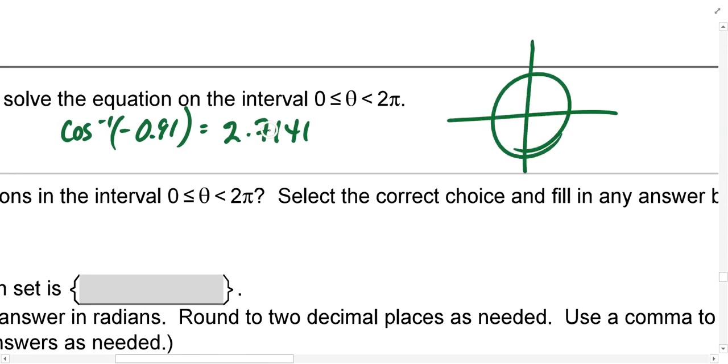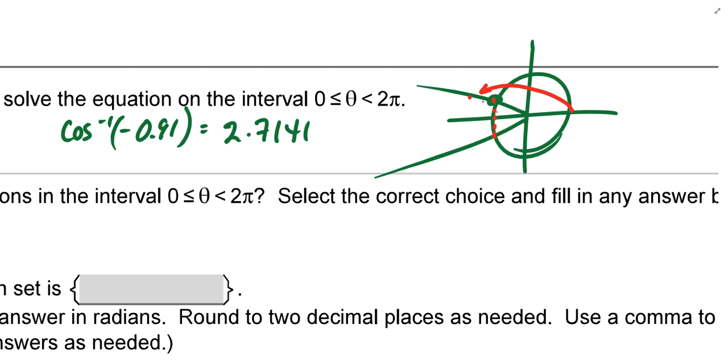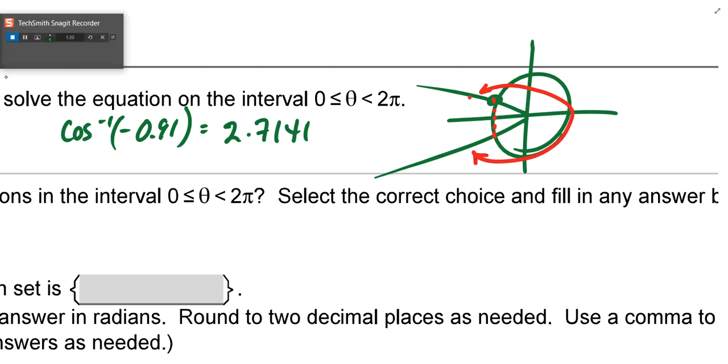Now 2.7, that's a little bit less than 3.14. So I must be talking about a position over here. And I'm pretty confident in that because the x value is negative over here. Well, the other position where the x value is the same, negative 0.91, would be in this position right here. These two have the same x coordinate. So we know that that angle measure is 2.71 radians. So this measure is also 2.71 radians, but in the opposite direction.